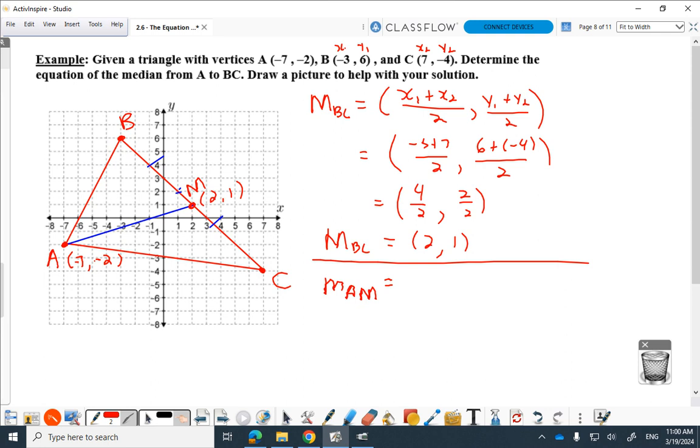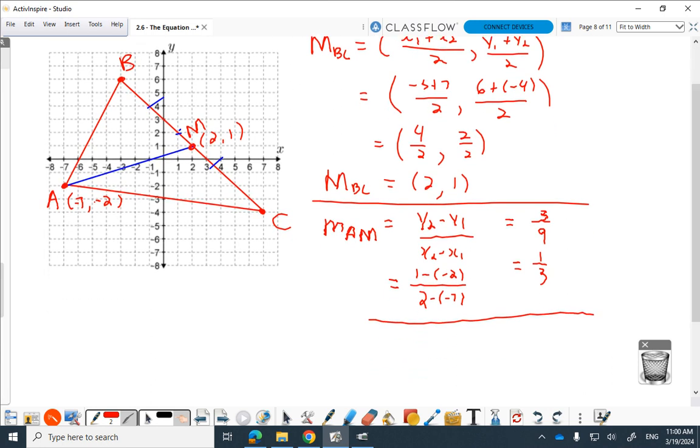Slope is y2 minus y1 over x2 minus x1. Am I going to run out of space here? I don't know. Start writing smaller. y2, 1 minus negative 2 over 2 minus negative 7. And I'll go over here to save myself a little space. 3 over 9, which is 1/3. Does it look like it's got slope 1/3? It really does look like it has slope 1/3. That makes me feel good. The picture really helps to think that through. Okay. Found the slope. Got the slope. Got points.